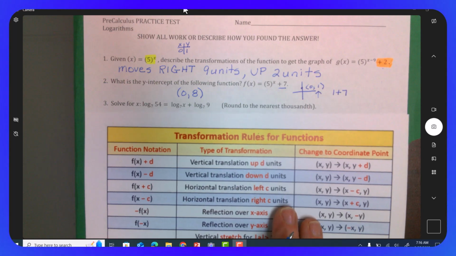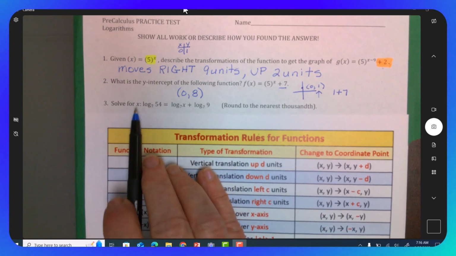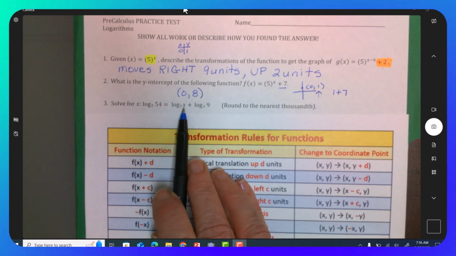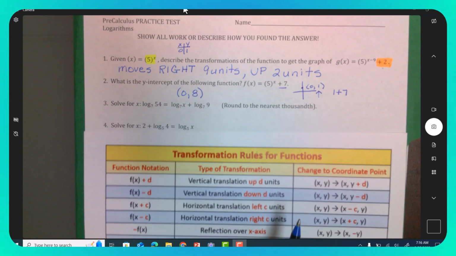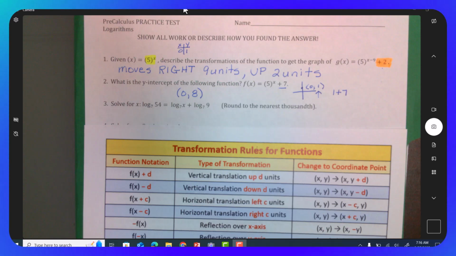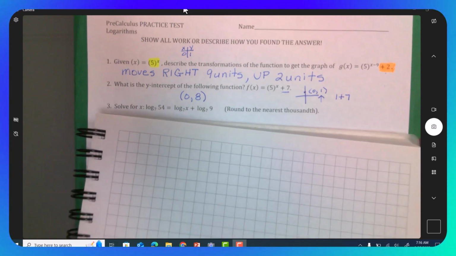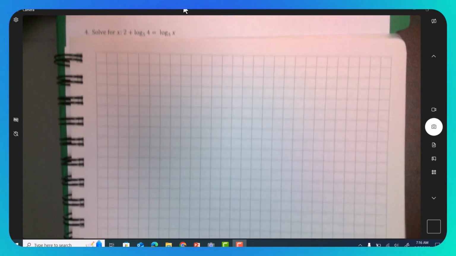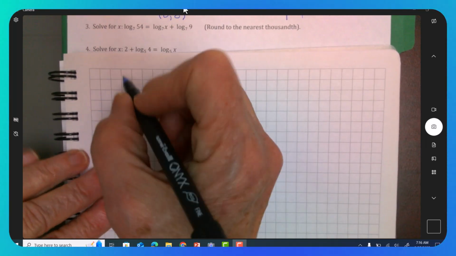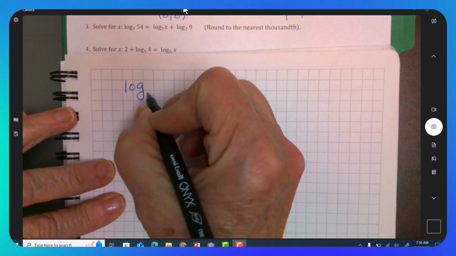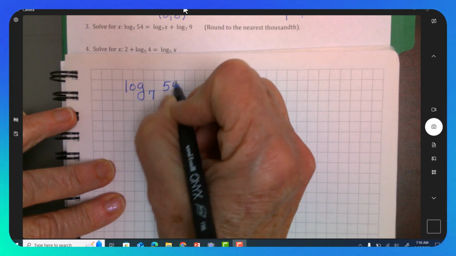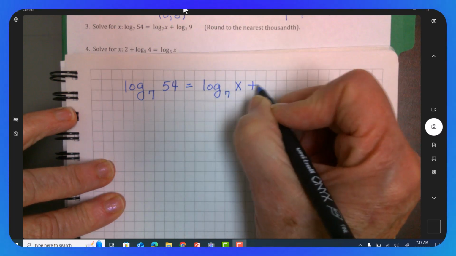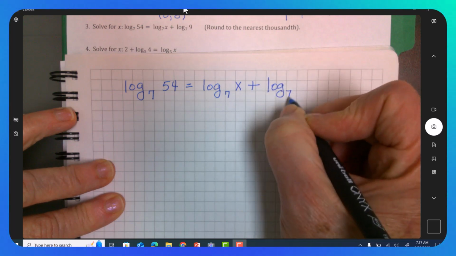Question number 3, we're asked to solve for x in this equation. Log base 7 of 54 equals log base 7 of x plus log base 7 of 9. Round to the nearest thousandth. Okay, so let's write the question down so we can show our work. Log base 7 of 54 equals log base 7 of x plus log base 7 of 9.